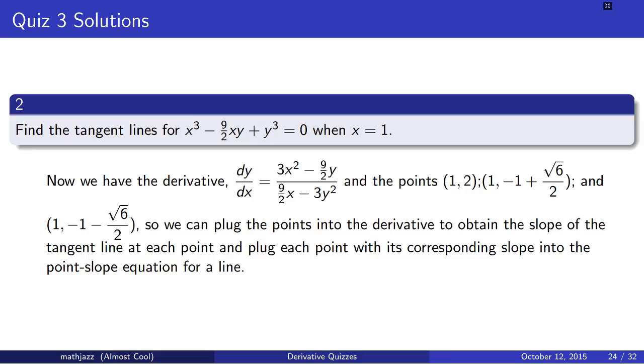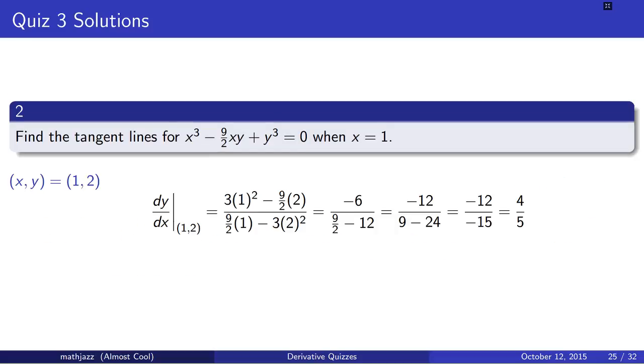So now we have our derivative, and we have 3 points: 1, 2; 1, -1 plus square root of 6 over 2; and 1, -1 minus square root of 6 over 2. If we plug each of these 3 points into our derivative, we get the slope of the tangent line at each point. Once we have the slope at each point, we already have the point, so we can plug the slope and the point into the point-slope equation for a line and get the equation for the tangent line at each point. So we do that.